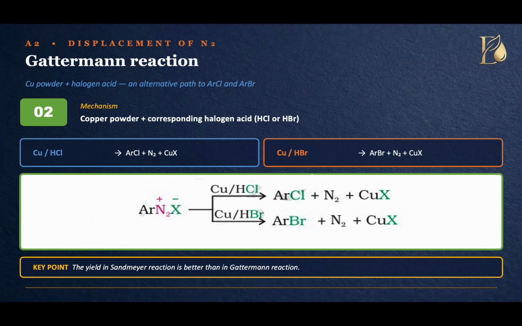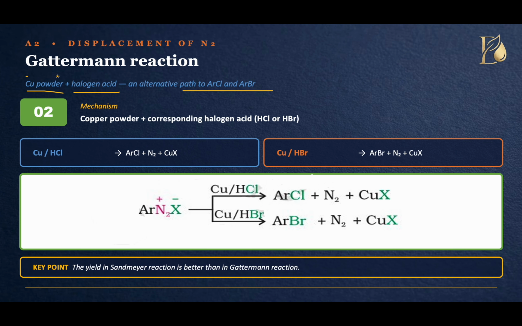Now a closely related reaction is the Gattermann reaction, which also introduces chlorine or bromine into the aromatic ring. However, instead of cuprous salts, this reaction uses copper powder along with hydrochloric acid or hydrobromic acid. In Sandmeyer reaction, it was cuprous salts, but in Gattermann reaction, we are using copper powder along with halogen acid. This is an alternative method for introduction of chlorine or bromine to the aromatic ring. Although the mechanism is similar to Sandmeyer reaction, the yield obtained in Gattermann reaction is generally lower.